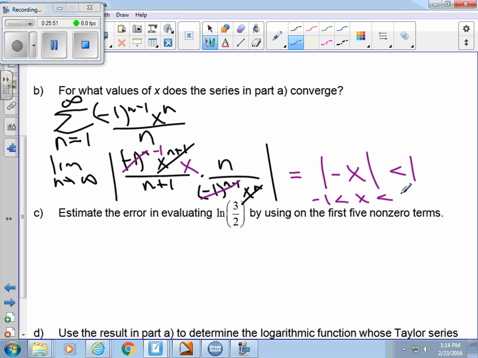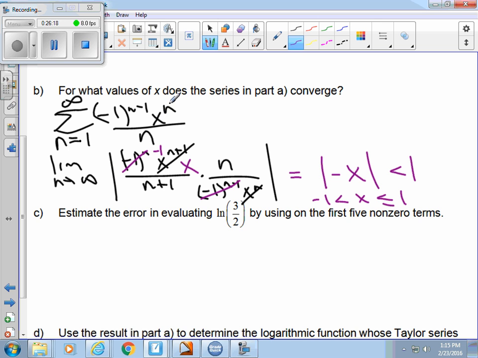Are we finished? What do we have to check? We have to check the endpoints. So I'm going to go back and plug 1 in and negative 1 in. Agreed? For x. If I plug in positive 1, do you agree I do get an alternating series that the limit is 0? So this one is underlined.